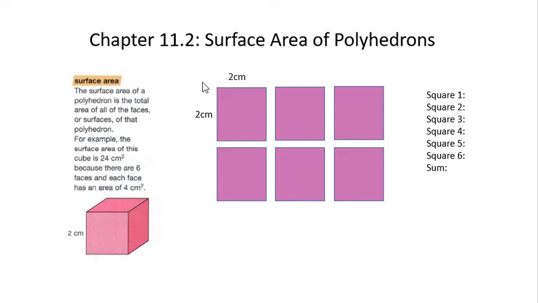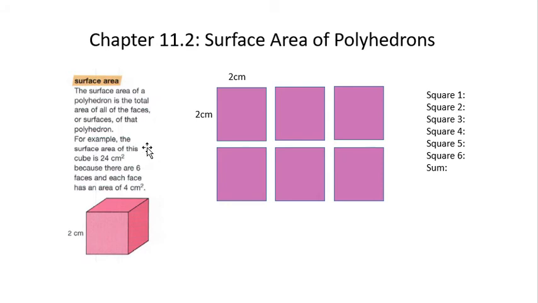Welcome back, Grade 6 Nelson Math, Chapter 11, Section 2, Surface Area of Polyhedrons. We learned in Section 11.1 that a polyhedron is a closed structure made up of polygons. Today we're learning how to calculate and find the surface area of a polyhedron. The surface area of a polyhedron is the total area of all the faces or surfaces of that polyhedron.